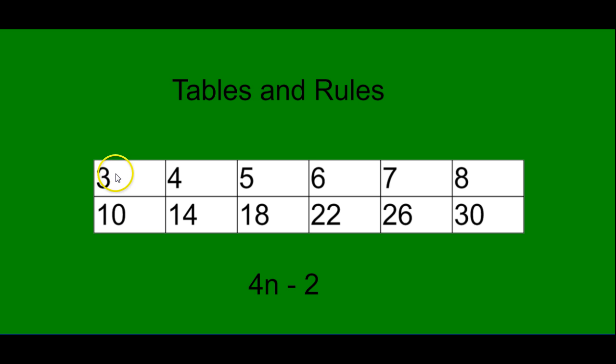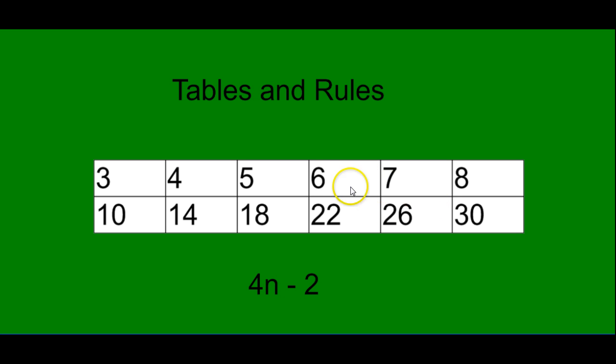For example, if you plugged 3 in to that rule, you would get 10, because 4 times 3 is 12, minus 2 is 10. We then plugged 4 into that same rule. 4 times 4 is 16, minus 2 is 14. That's why we have 4 and 14 together. 5 would be 4 times 5 is 20, minus 2 is 18. And you can see that pattern continuing here, where every time, if you take the number in the top row, times it by 4 and minus 2, you get what's in the bottom row.